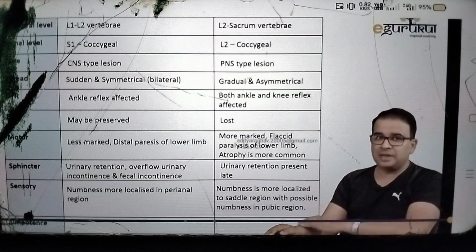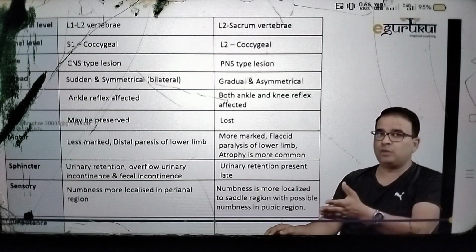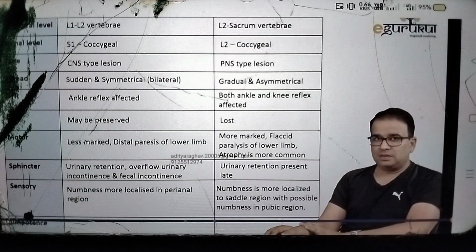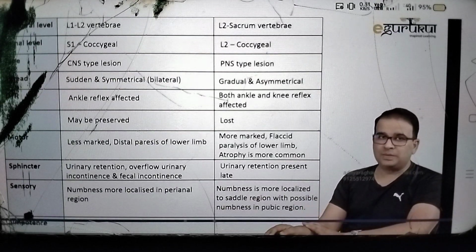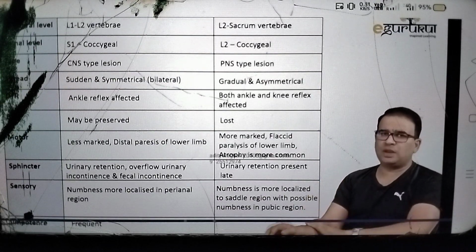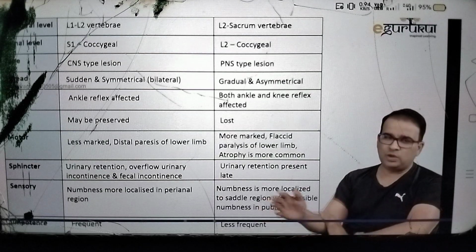And finally, impotence. In case of conus medullaris, because of involvement of the bulbocavernosus, bulbospongiosus and ischiocavernosus muscles, impotence will be seen in conus medullaris syndrome, which can be seen in cauda equina if those particular nerves are involved, but it is less frequent when you compare it with conus medullaris.